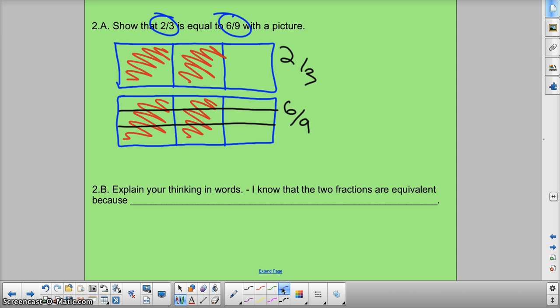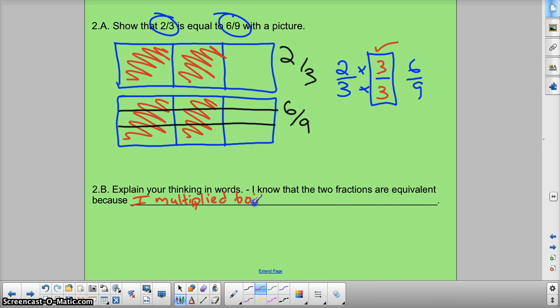Let me double check this. Make sure I got the same multiplier on the top and the bottom. 2 times blank is 6. That's 3. And 3 times blank is 9. That's 3. Okay, so we know that's correct. We also saw that one section got split into 3. That's multiplying by 3. So another explanation we can give is I know that the two fractions are equivalent because I multiplied both parts by the same number.